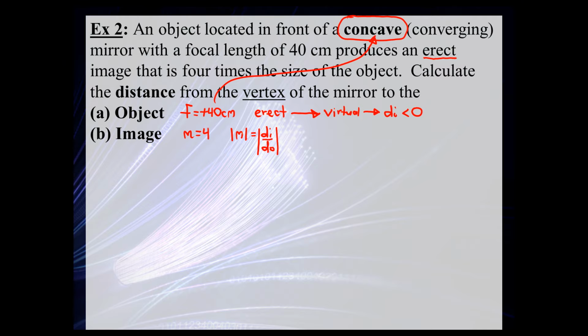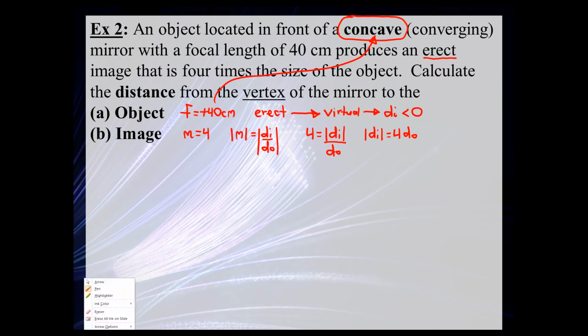Okay, I'm going to replace the magnification with 4. I'm going to break this absolute value apart a bit. So I'm going to write down the magnitude of DI over DO. We don't need to write down magnitude because DO is always a positive number. If I manipulate this equation for DI, the magnitude of my image distance would be 4 times DO.